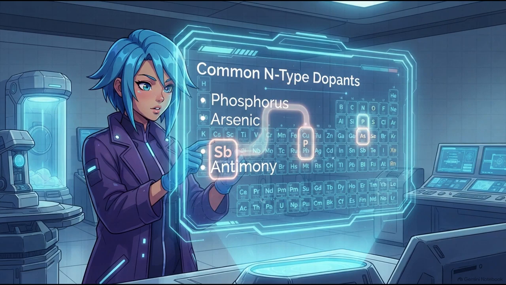So for our N-type materials, elements with 5 valence electrons, stuff like phosphorus, arsenic, or antimony, are integrated to provide those much-needed extra electrons. Since silicon only needs 4 electrons to complete its lattice bonds, that 5th electron from the dopant is just kind of hanging out, loosely bound. It easily becomes a free charge carrier, which drastically boosts the material's conductivity.